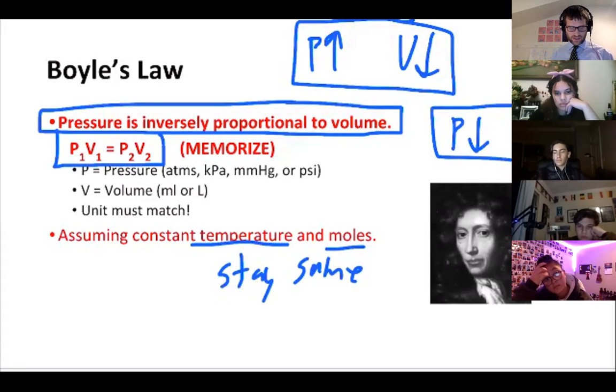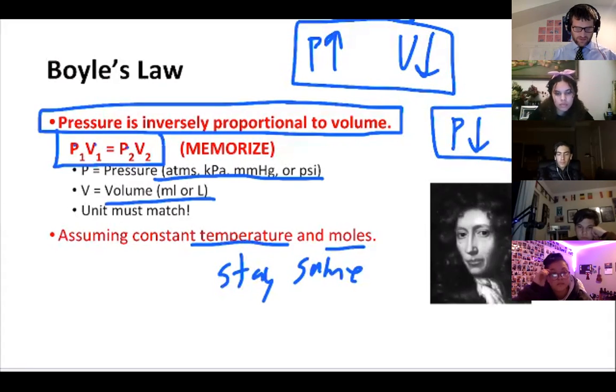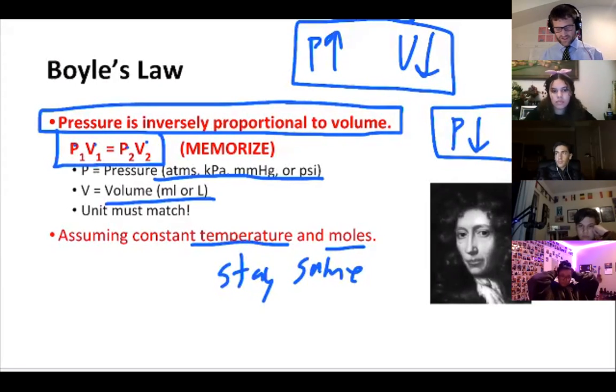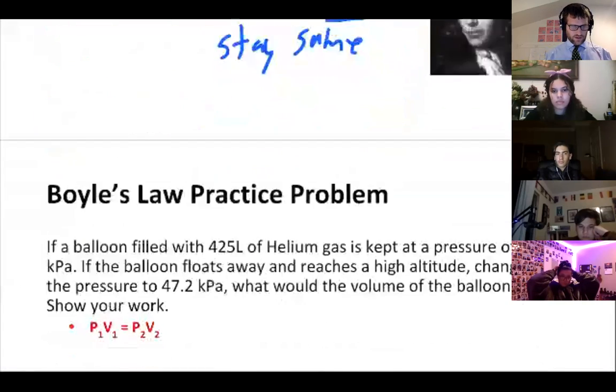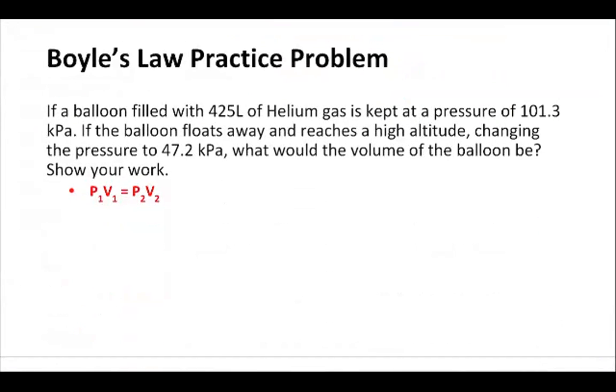They're multiplied by each other. Pressure is measured in any of these units as long as they're the same. As long as P1 has the same unit as P2, you're good. Same thing with volume. Volume could be milliliters or liters. They just have to match each other, and you're all set. So this is kind of just plug and chug math at this point. Let's take a look at an example problem.